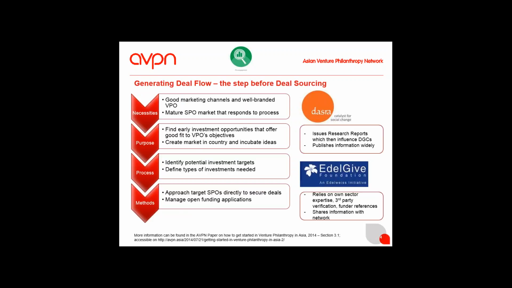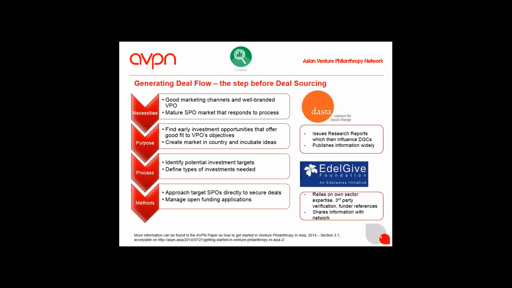So when we look at generating deal flow, that would be really the first step before deal sourcing. Our understanding from a European context is that certain things are necessities to enable this process. For instance, marketing channels of the VPO and the mature SPO market are two factors that hugely enable the process. Other factors that influence the deal sourcing are the purpose of the engagement. For example, be it by finding organizations that fit the VPO's objectives, or by deciding to create a market through investing into numerous organizations across an entire portfolio.